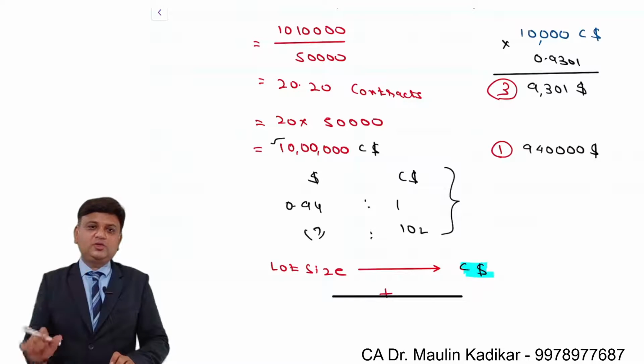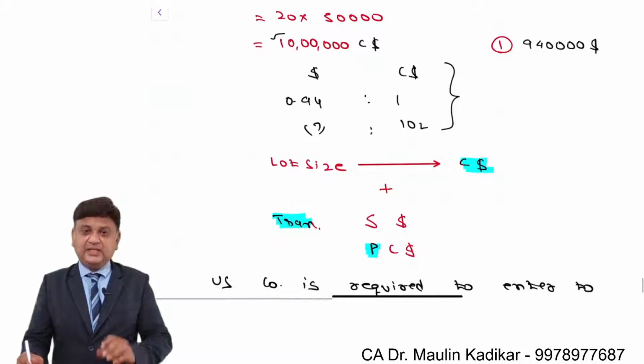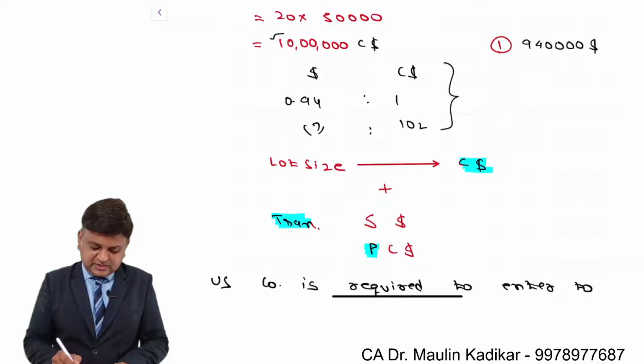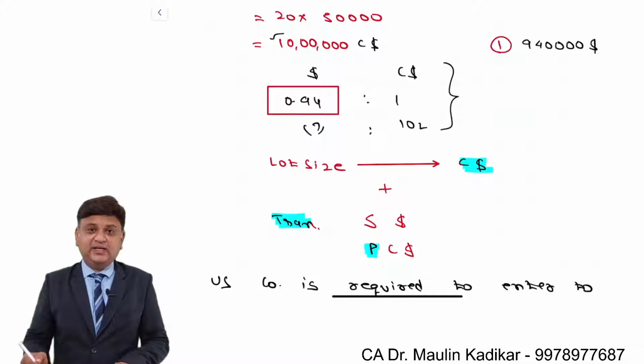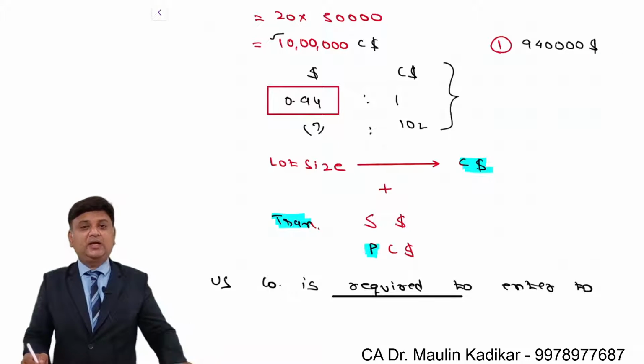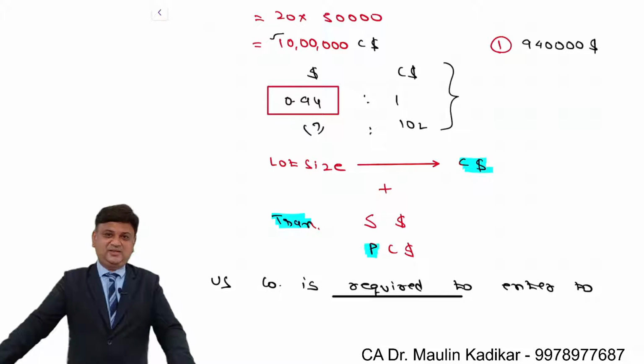Now friends, I used the word maximum cost. Why did I use that word? Because you can definitely understand that suppose by chance in the spot market you can purchase 1 Canadian dollar at a rate which is less than $0.94, then in that case you would prefer to buy Canadian dollar from the spot market rather than by exercising the option. This is what we understand.